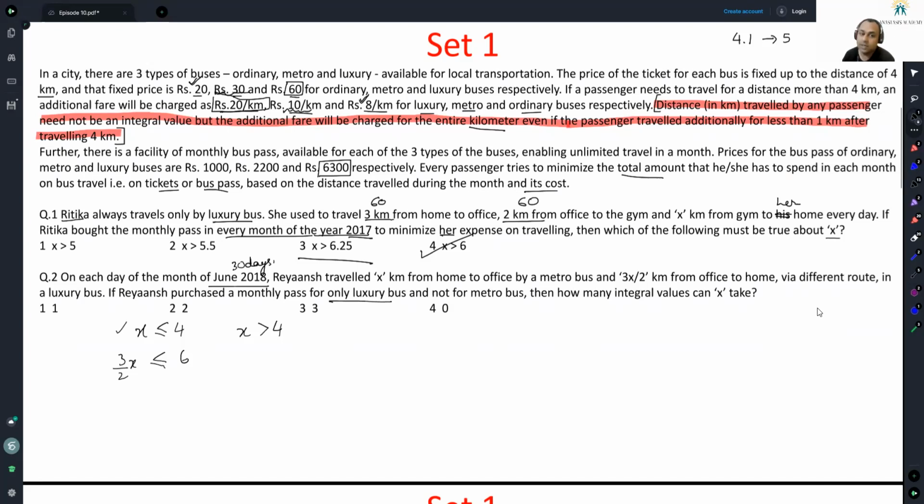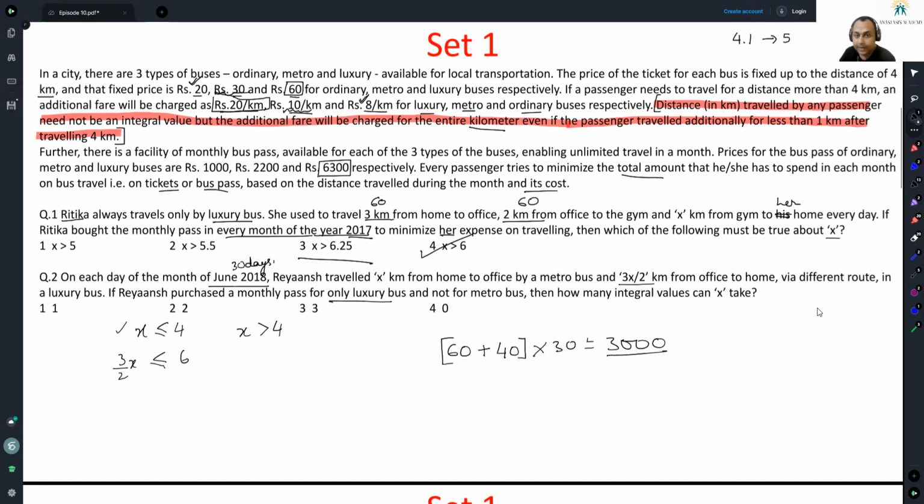Let's take the extreme amount. Even if the distance traveled every day by the luxury bus was 6 kilometers, how much will be the charges? 60 plus 2 into 20, 40 per day on luxury bus. These will be the charges, and there are 30 days in a month. So charges for the luxury bus used by him will be 3,000.